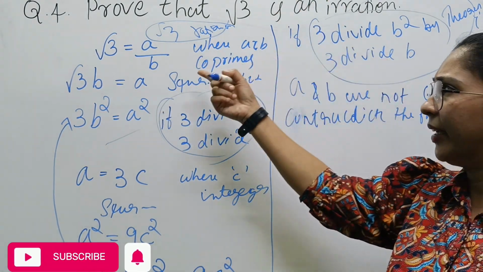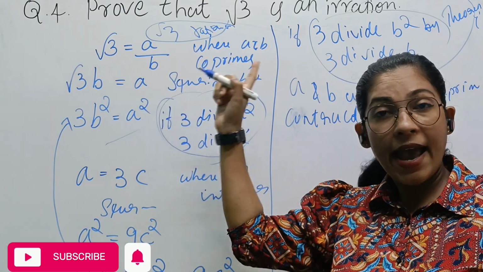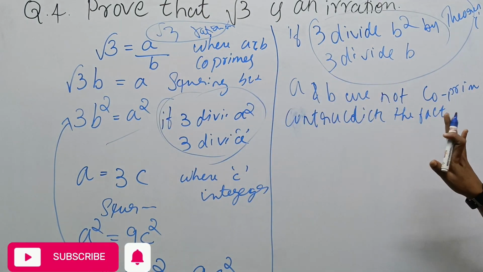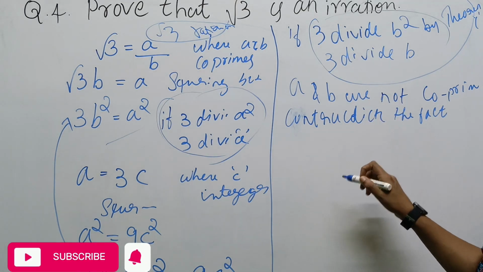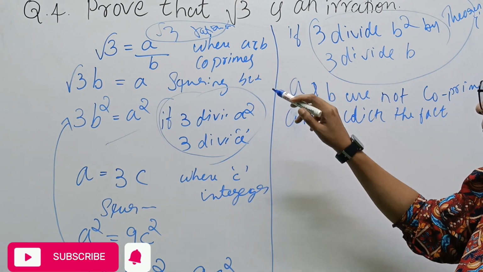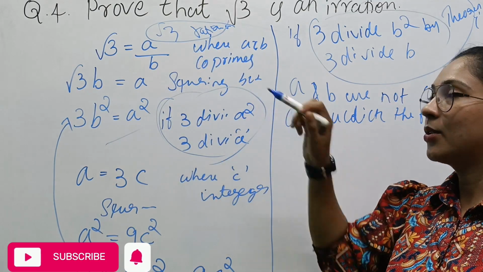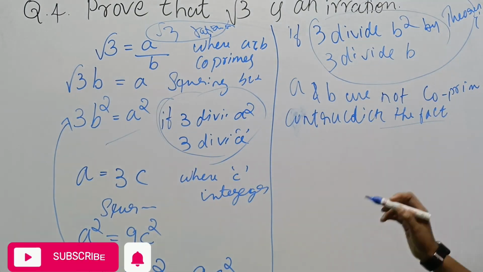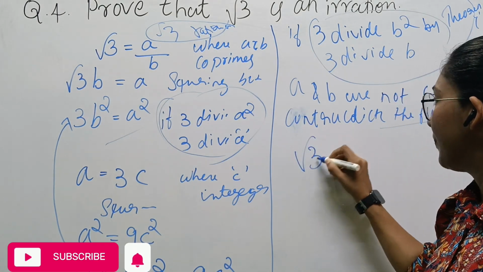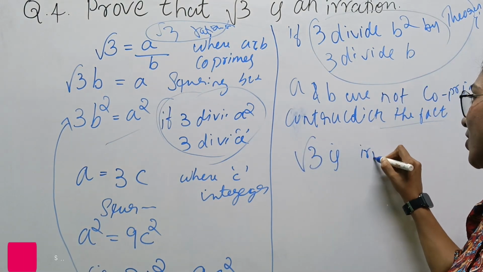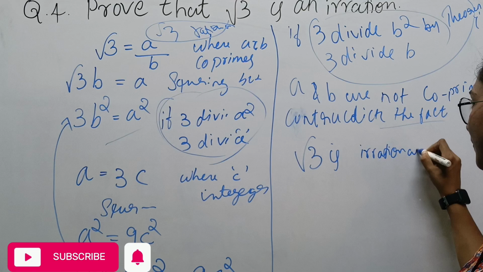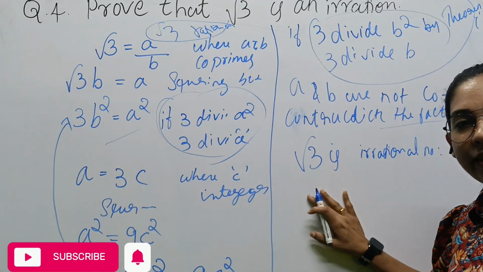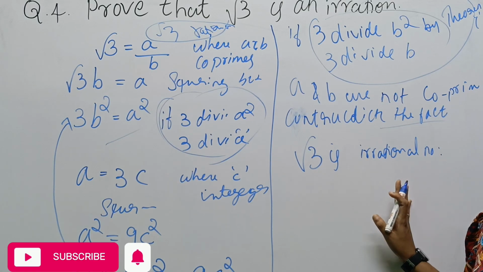Okay. Then we take a by b as co-primes, and from all this relation, it is clear that a and b are not co-prime. So we conclude that our assumption that root 3 is a rational was a contradiction. So we can conclude that root 3 is an irrational number. Okay, we can conclude that root 3 is an irrational number.